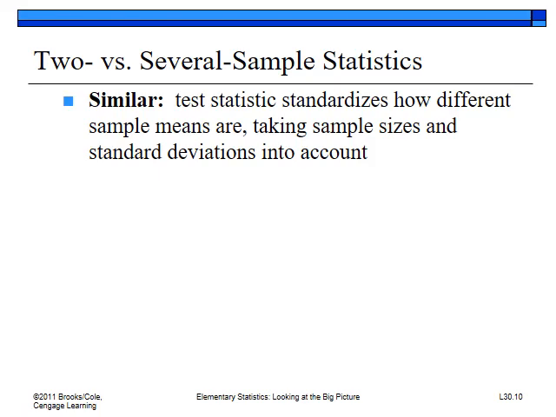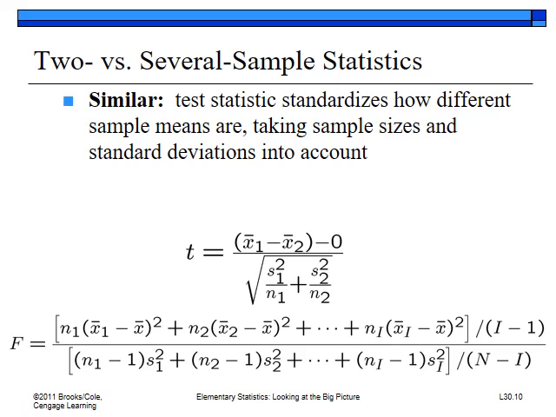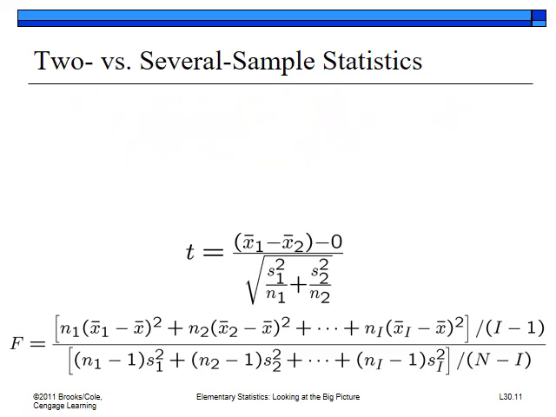For a two-sample design, recall that this is how we compute t. Now here is our new F statistic. Now don't worry, I'm not ever going to ask you to compute this by hand. Let's dive in a little deeper.